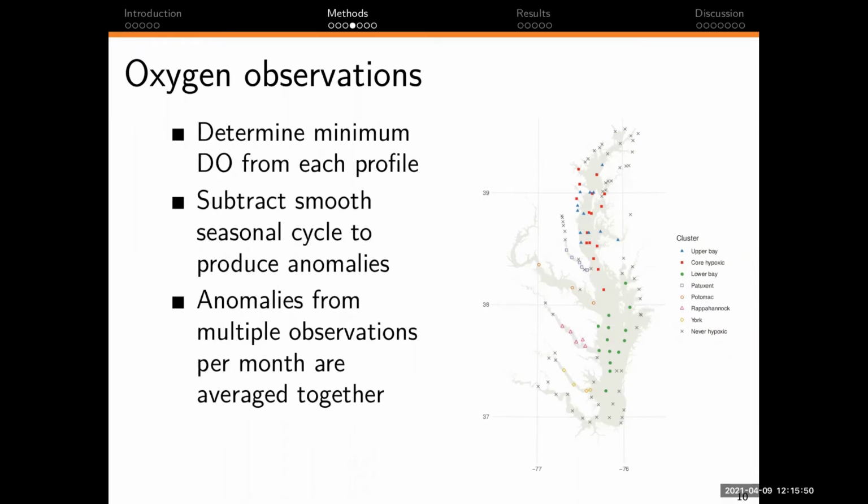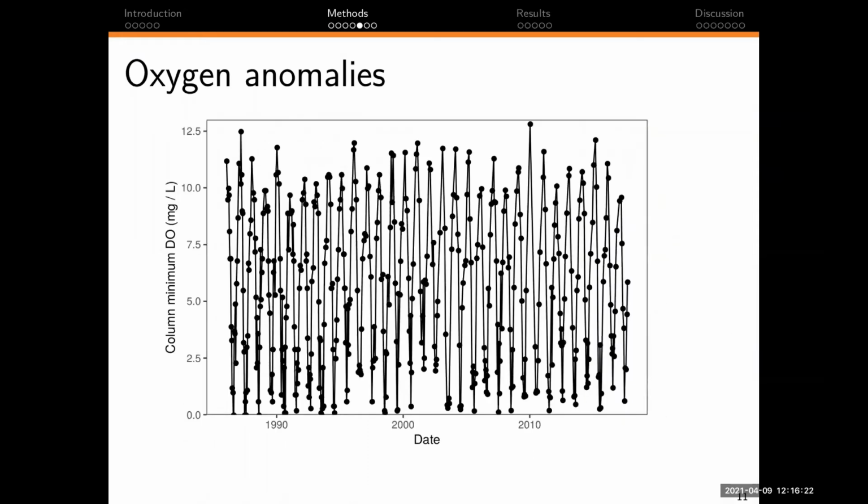So what I'm predicting here is the dissolved oxygen, and more specifically, it's the column minimum dissolved oxygen anomaly. So I look at each vertical profile, determine the minimum dissolved oxygen that was observed. Usually that will be at the bottom, but not necessarily always. And then I'll look at all of the data for a station, fit and subtract a smooth seasonal cycle to produce anomalies. And in cases where we have multiple observations per month, usually 2 observations, I'll average those anomalies together for the station to produce a single value. So the reason for doing this is that oxygen in Chesapeake Bay has a very regular seasonal cycle. So it's always low in the summer and it's always high in the winter.